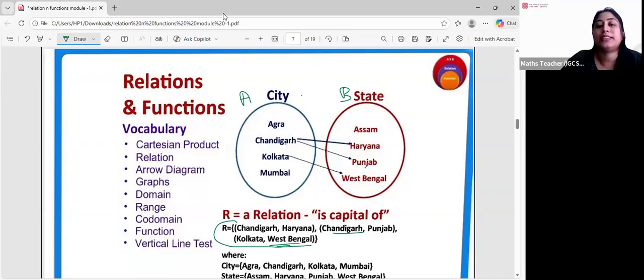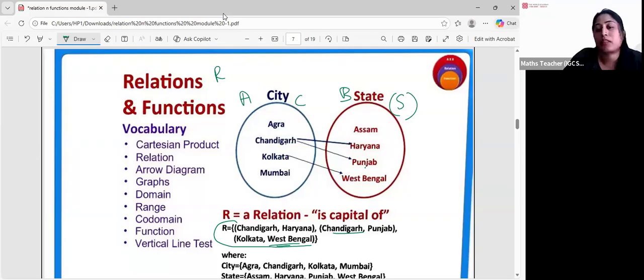Let the cities be denoted by C and the states by S. In set builder form, we can write the relation R equals the set of x comma y such that x belongs to C and y belongs to S. So this is our set builder form. Again, this is our roster form, and this is the arrow diagram.